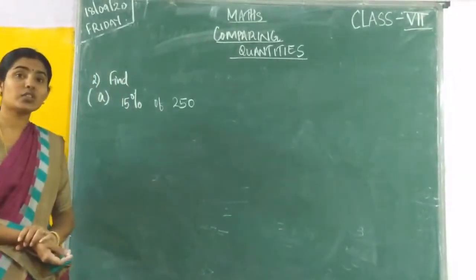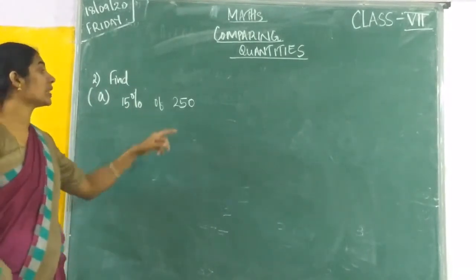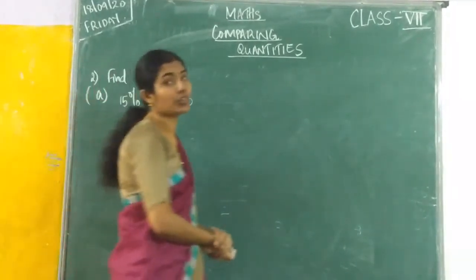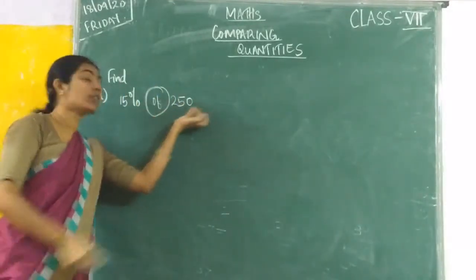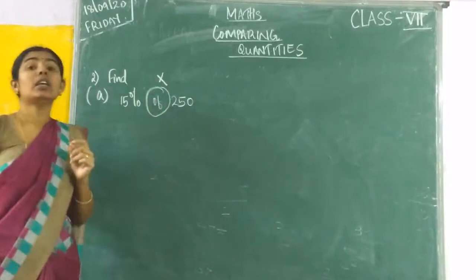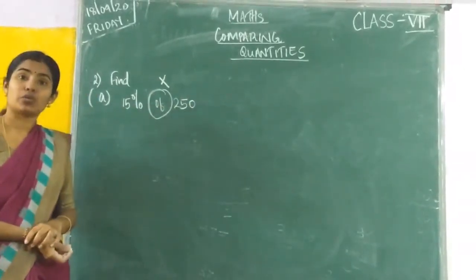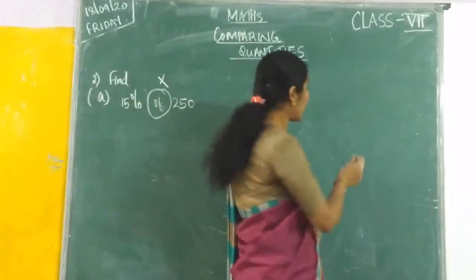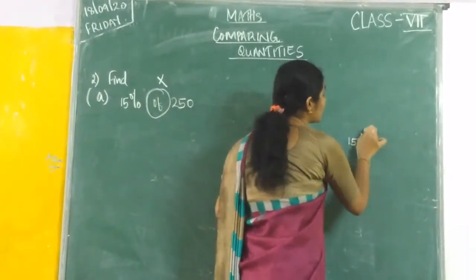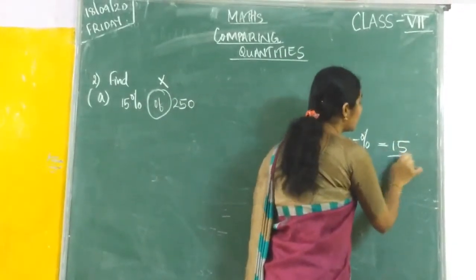You will see the next question. Find 15% of 250. This "of" means you should multiply. What is that? Multiply. So 15% of 250. What does 15% mean? How can you write it as a fraction? 15% means 15 by 100, isn't it?